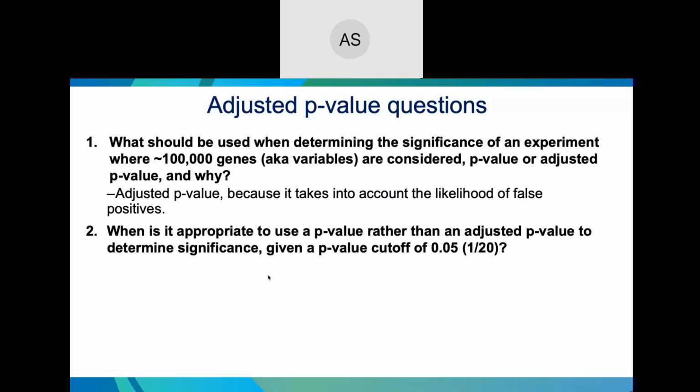Now let's ask the opposite question. When would it be appropriate to use a p-value rather than an adjusted p-value? You don't always have to use adjusted p-value. Let's say we have the p-value cutoff, significance cutoff of 0.05 or 1 out of 20. When could we use p-value instead? What do you guys think?